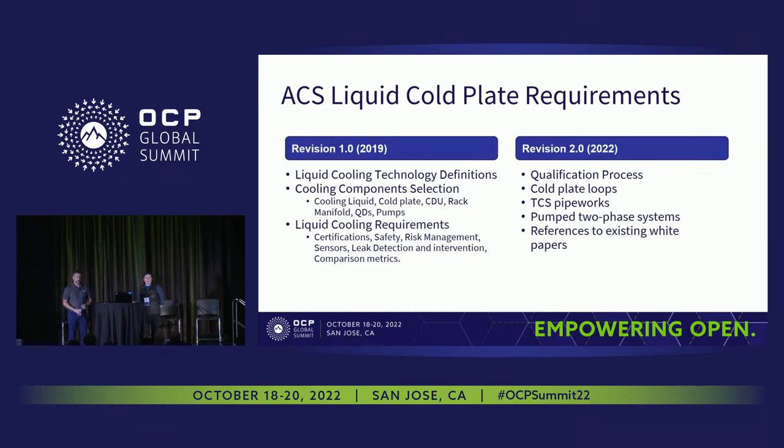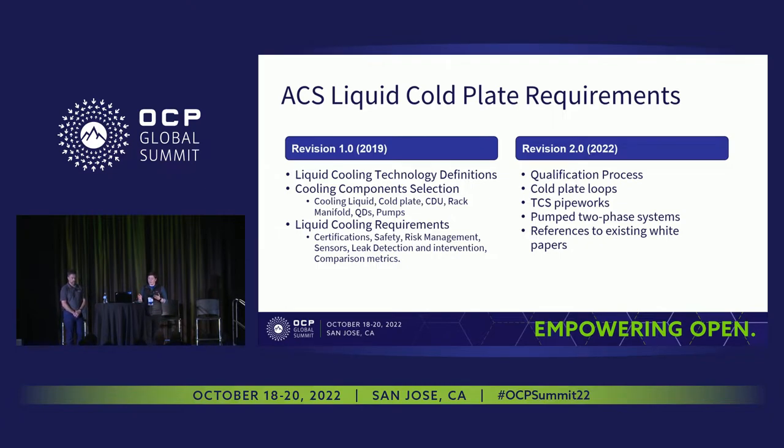As Cam mentioned, the first revision of this document was drafted in 2019, and the scope of that document was really about establishing definitions for the various cooling technologies specific to cold plates, defining the components associated with that ecosystem, so pumps, manifolds, certainly CDUs, quick disconnects, cold plates, and starting the conversation around what some of those key requirements are as we look to de-risk the system with regards to leak detection, other sensors we might want to incorporate, and certainly intervention techniques.